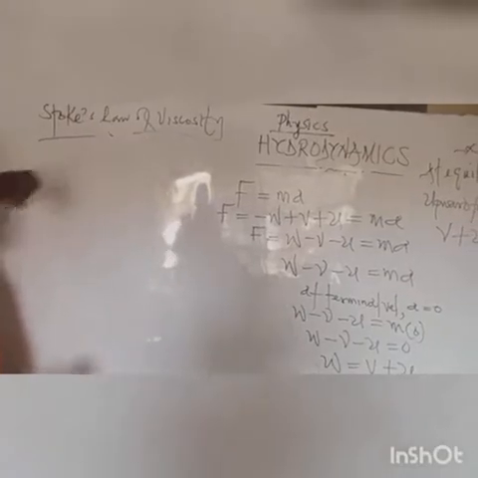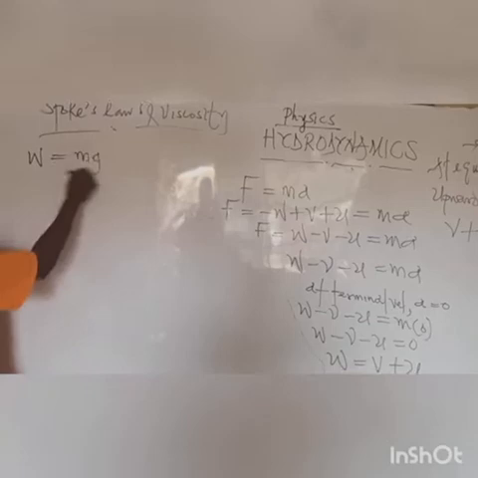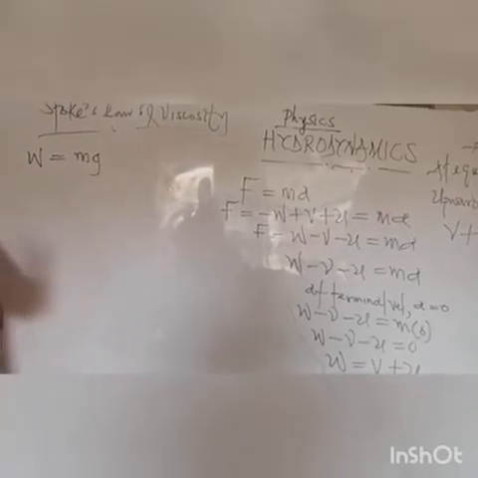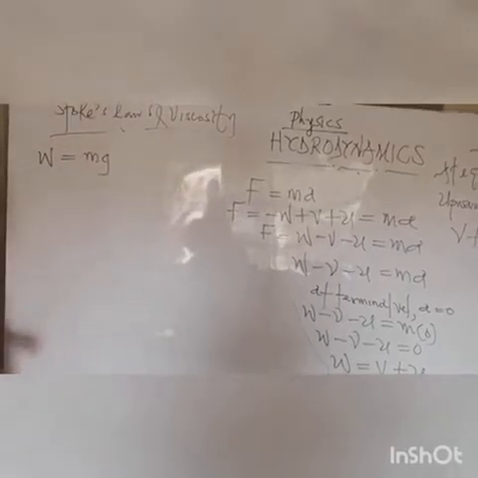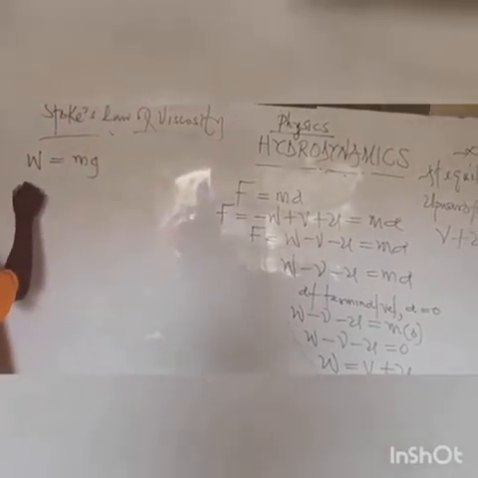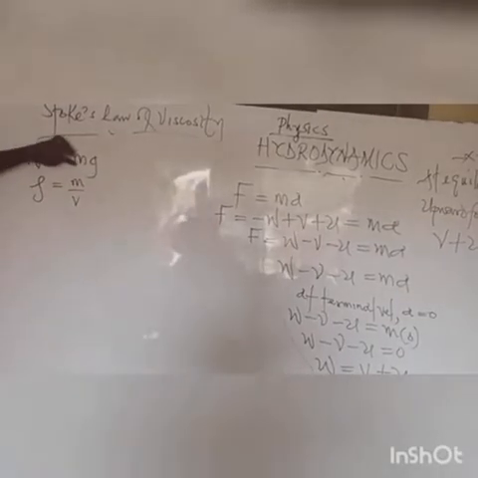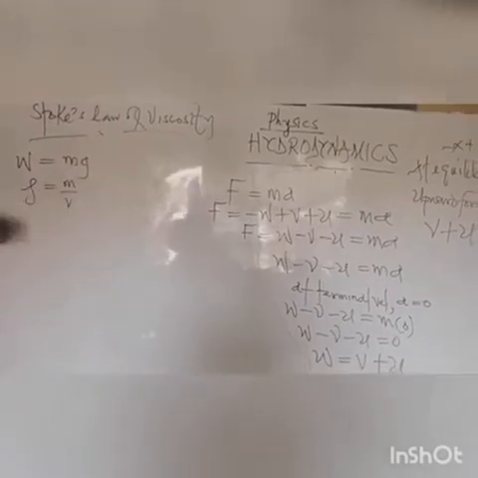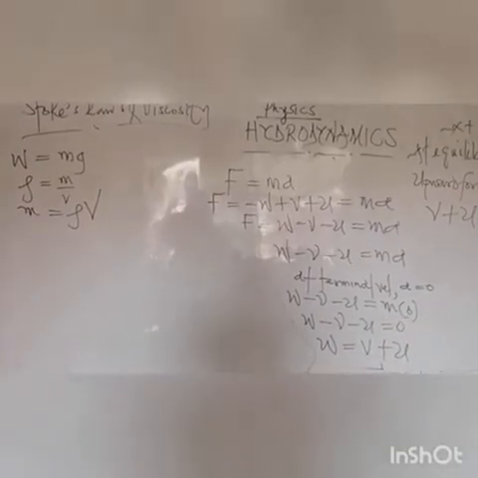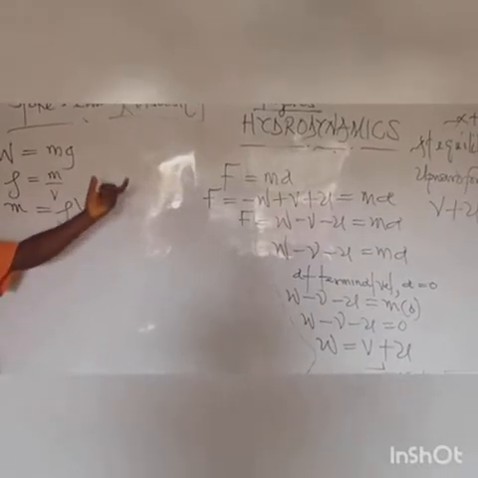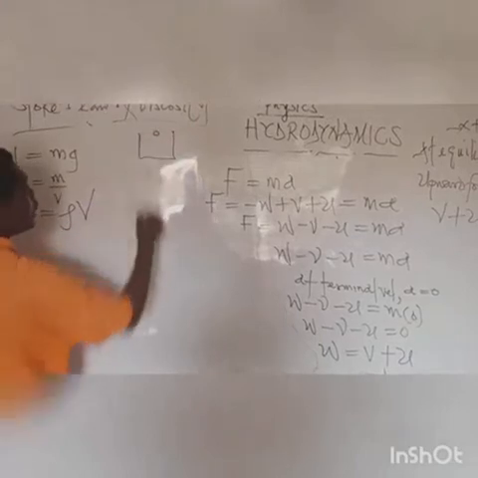Now, from there, recall that W, the weight of an object, which is the gravitational pull on the object, is equal to mg. Also recall that density rho is equal to mass over volume. If you want to express mass in terms of density and volume, you get m equals density times volume. Now, the ball that is dropped is spherical in shape.